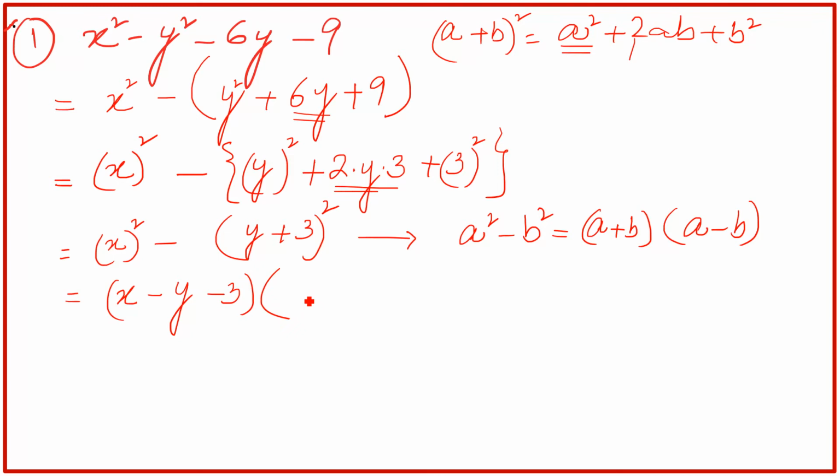Now we are going to write with the negative. So this is negative, and now we have another negative. So it will be x plus y plus, because negative. Now, this is the important point here: if we have a negative, all the signs will change. This is negative y, it becomes positive, and then this is minus minus, positive, and it will be positive 3. Right, and this is the answer. So in this question, we have used two formulas, (a plus b) whole square and a square minus b square.